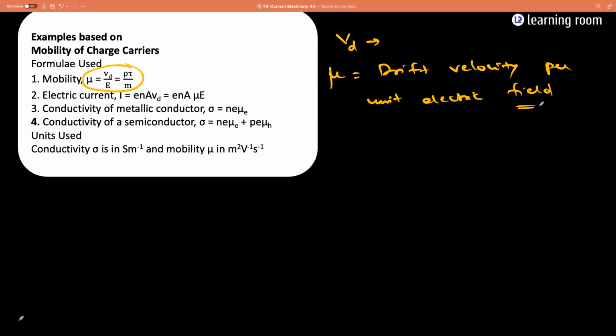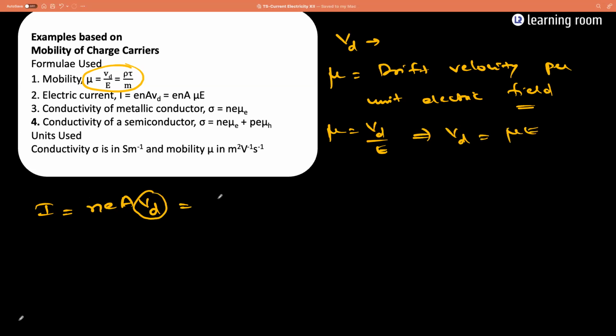Next, I is equal to nEA vd. So first of all, mobility is equal to vd divided by E. So in the place of vd, I can write mu into E. So it will be nEA into mu into E. Right. So this can be taken. Conductivity, this is not needed, don't worry. And this is also needed. What is going to be the unit of mobility? It is meter square, volt inverse, second inverse.